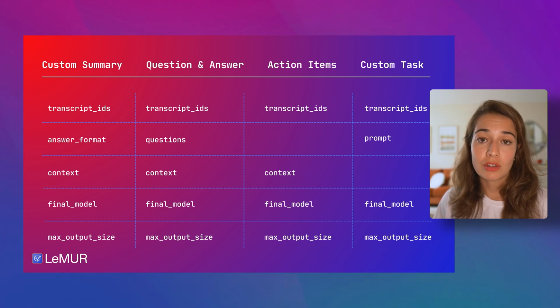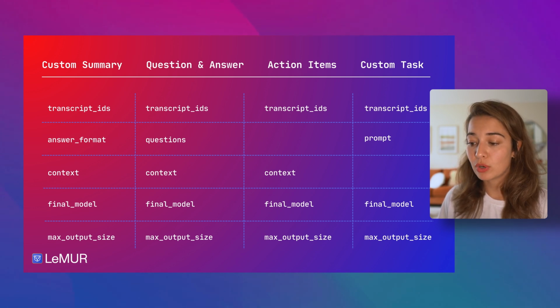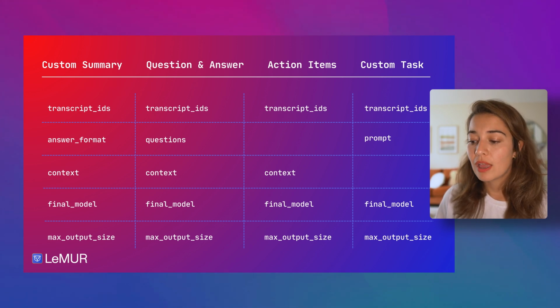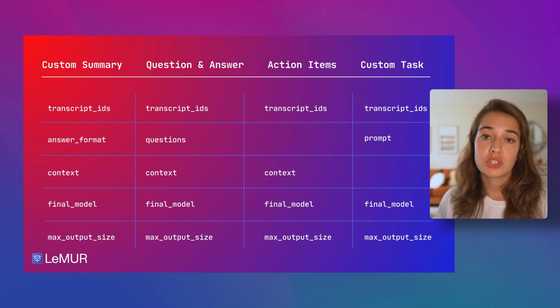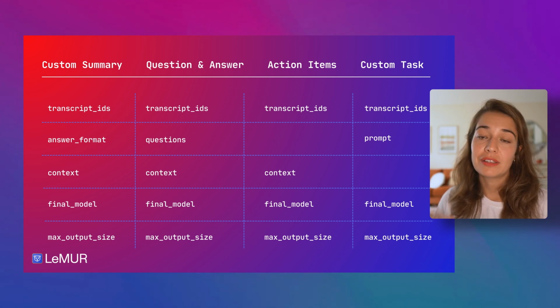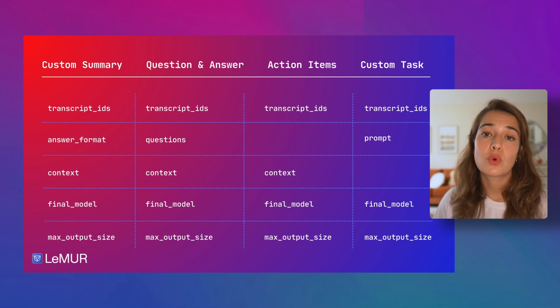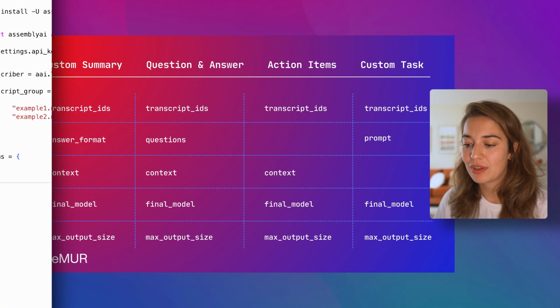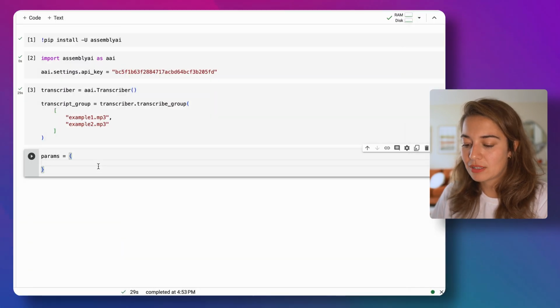We can pass a context to the question and answer endpoint. We can specify the final model, whether we want the basic model or the more advanced default model. And the max output size, which by default is 2000 tokens. So you do not have to specify those, but you can if you like. One thing that we are required to pass, other than the transcript IDs, of course, are the questions, because this is a question answer endpoint. So we do need to specify what questions that we're going to pass.